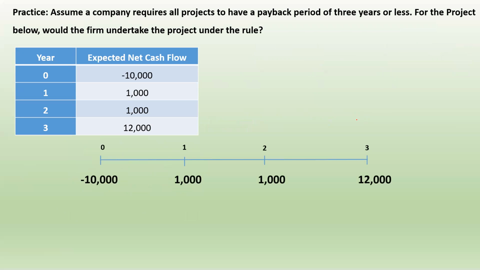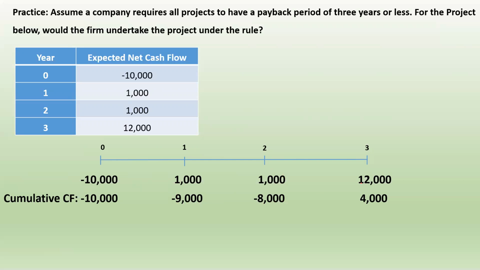So we calculate the cumulative cash flows. For t equal to 0, the cumulative cash flow is the initial investment. At year 1, we collect $1,000, so the cumulative cash flow is negative 9,000. At the end of year 2, we collect 1,000 again, and the cumulative cash flow is negative 8,000.